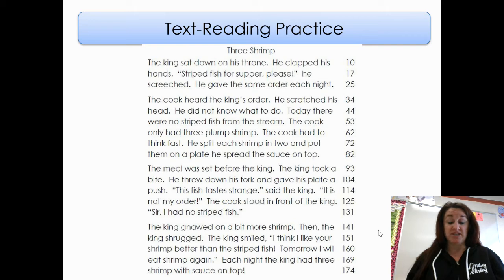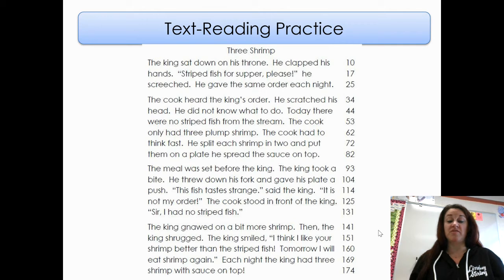The cook had to think fast. He split each shrimp in 2 and put them on a plate. He spread the sauce on top. The meal was set before the king. The king took a bite. He threw down his fork and gave his plate a push. "This fish tastes strange," said the king. "It is not my order."